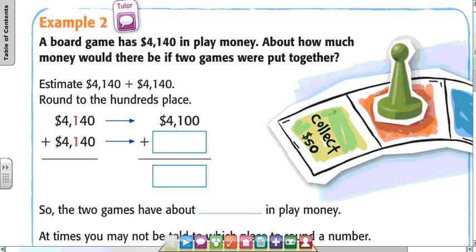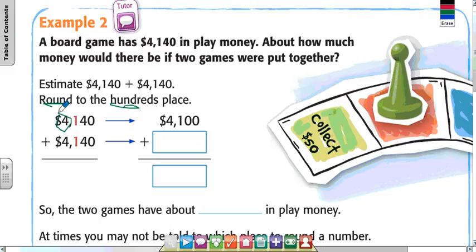Look at example number 2. It says a board game has 4,140 in play money. About how much money would there be if 2 games were put together? So it means I have to round each number twice. It says estimate 4,140 plus 4,140. And it tells me to round to the nearest what? 100. To the nearest hundreds. And they did the first one for you.